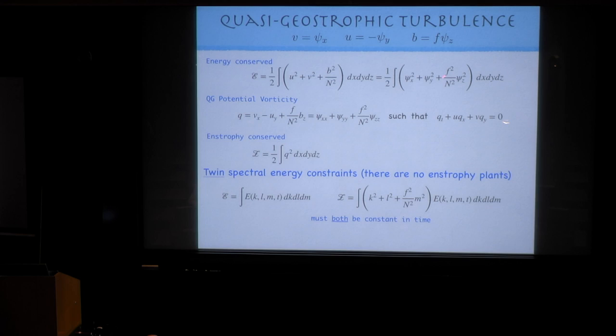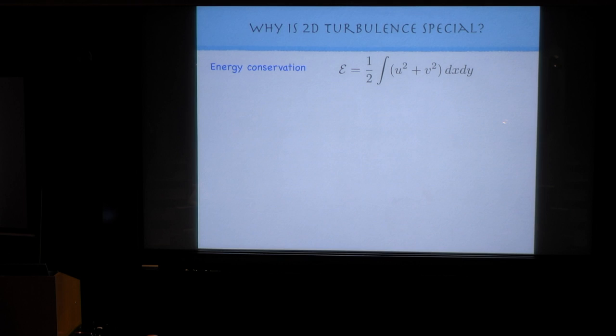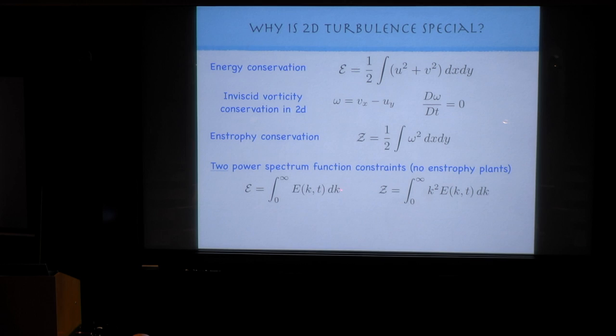If you combine these two, you get the famous twin spectral constraints: the energy spectrum has to be such that this integral stays constant, but it also has to be such that this integral times this moment factor also stays constant. And this makes the quasi-geostrophic turbulence very much like two-dimensional turbulence, in the sense that you have the same mathematical structure. In two-dimensional turbulence, you have the energy, just the kinetic energy, and then you have the conservation of standard vorticity, and you get the entropy with that. You get this factor k squared between energy and entropy, and their twin conservation leads to the fact that the energy in two-dimensional turbulence and also in quasi-geostrophic turbulence goes upscale, not downscale.